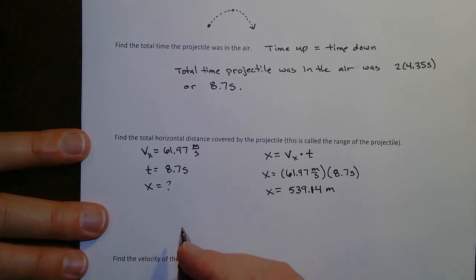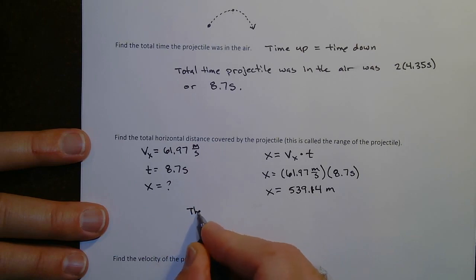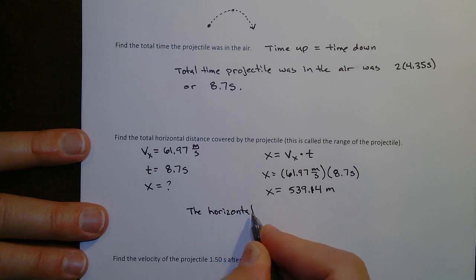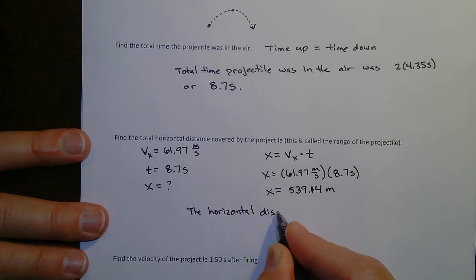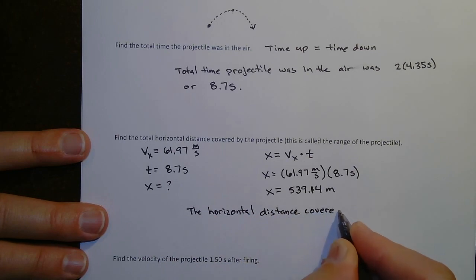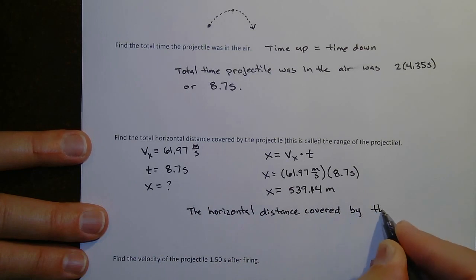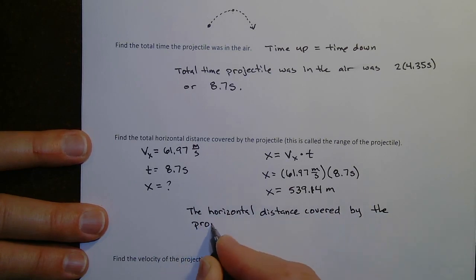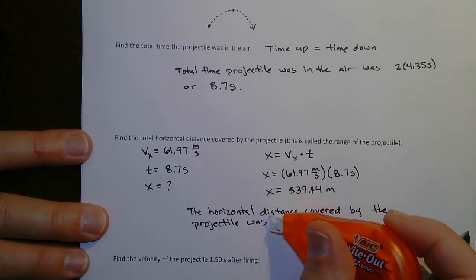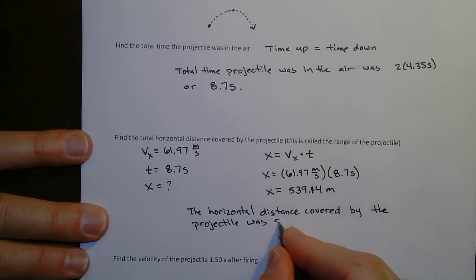So the horizontal distance covered by the projectile was 539.14 meters.